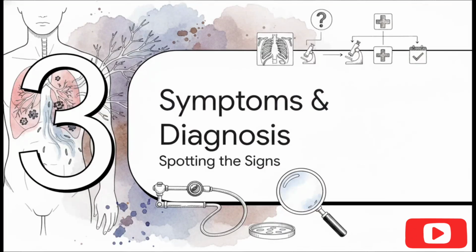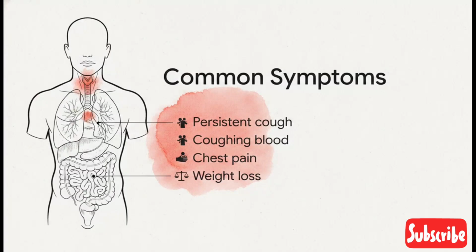So now that we understand those silent microscopic changes, how do they actually show up in the real world? This brings us to Section 3, Symptoms, Diagnosis, and Staging. The absolute trickiest part about lung cancer is that in its earliest stages, it usually has 0 symptoms. It completely hides. By the time someone actually feels sick, the tumor has usually already grown.